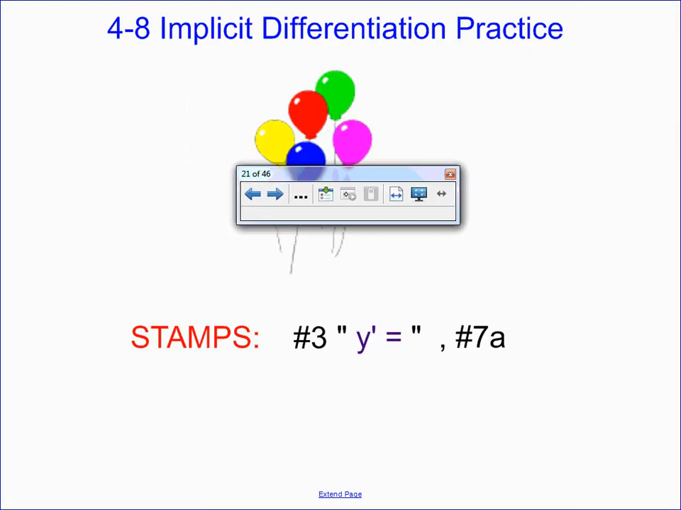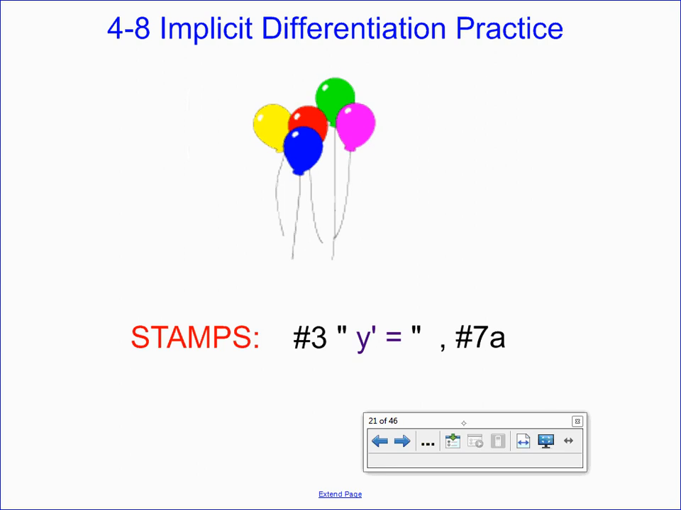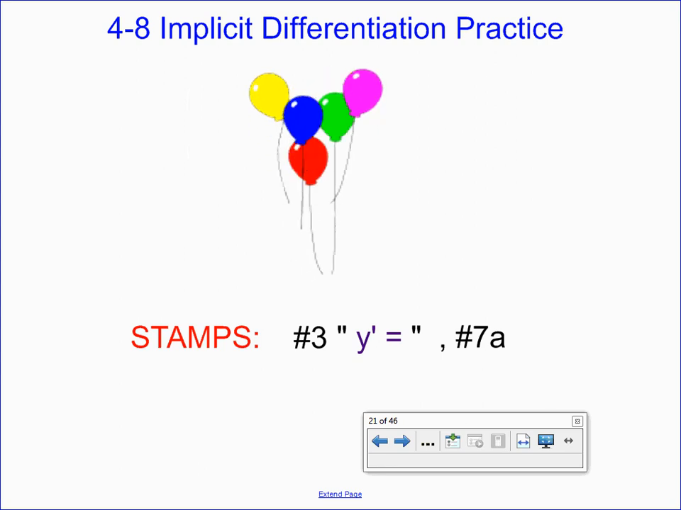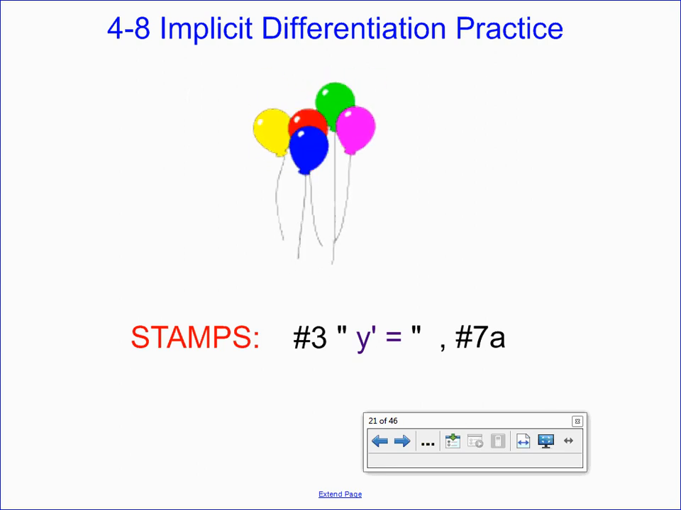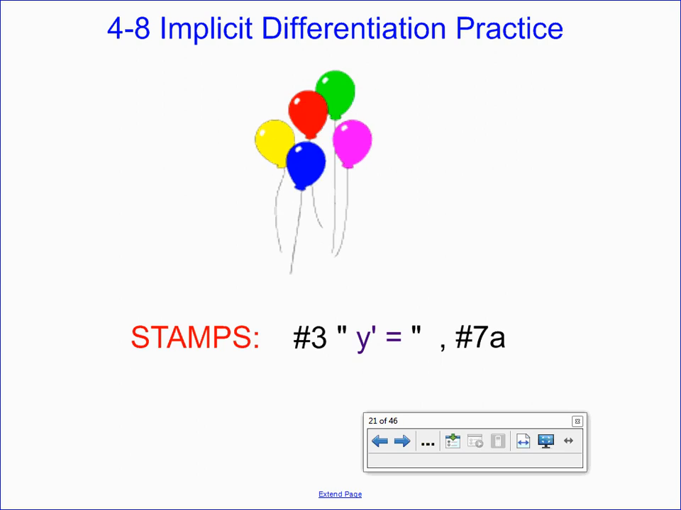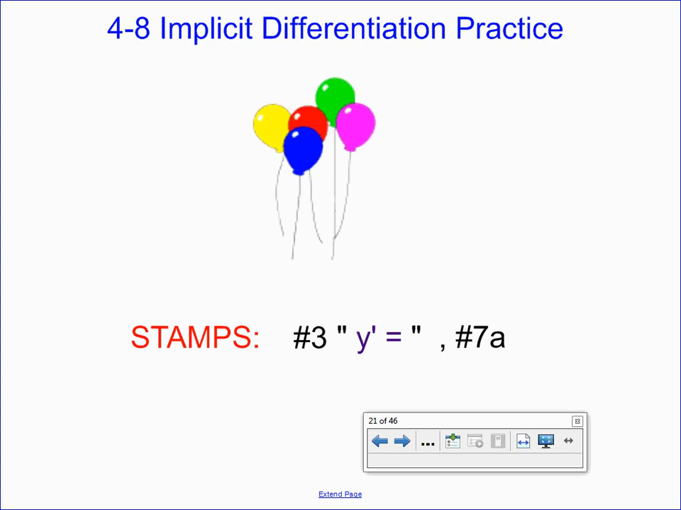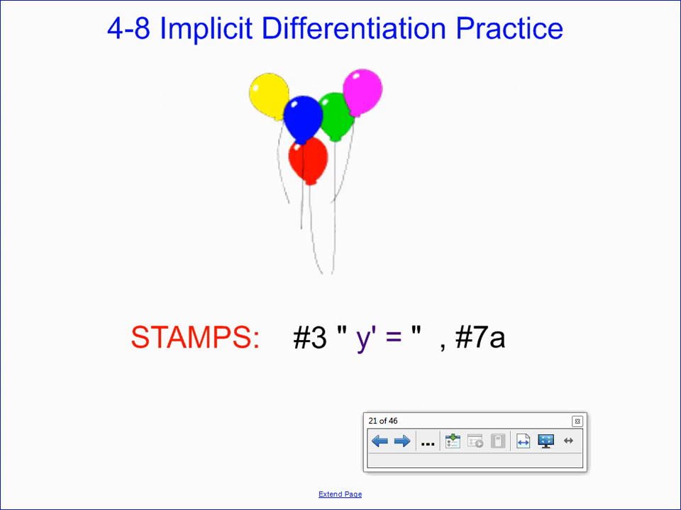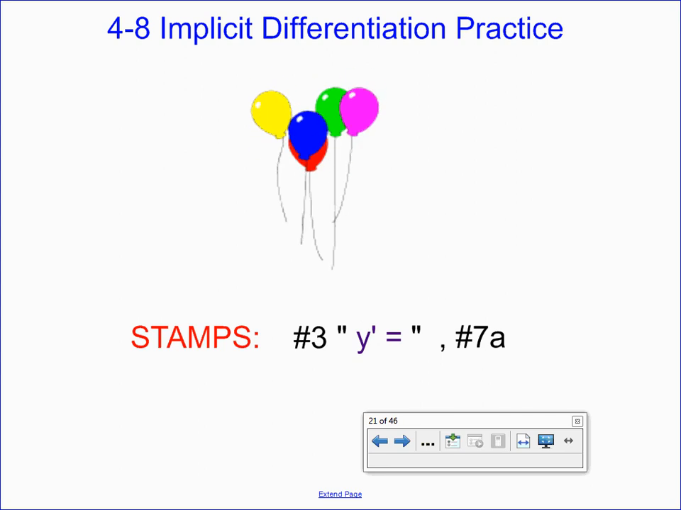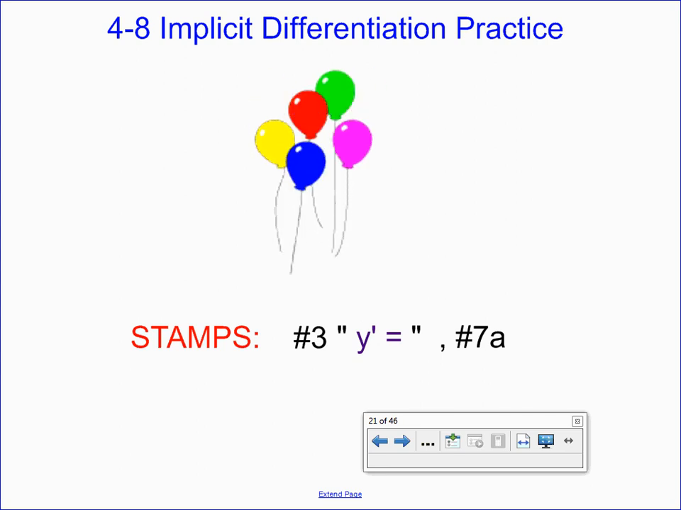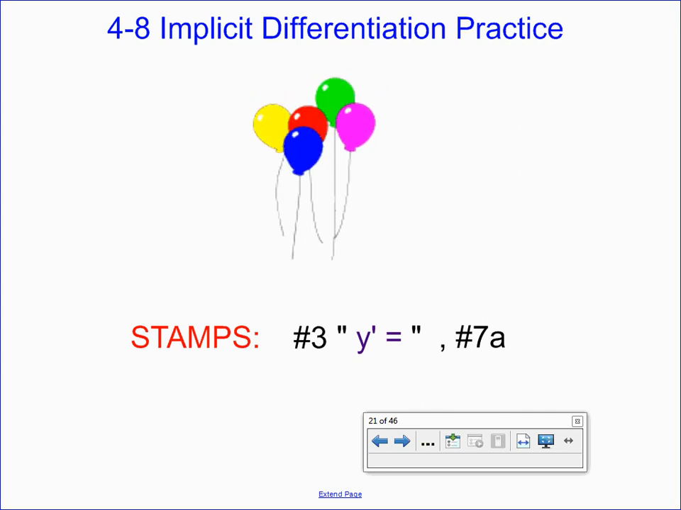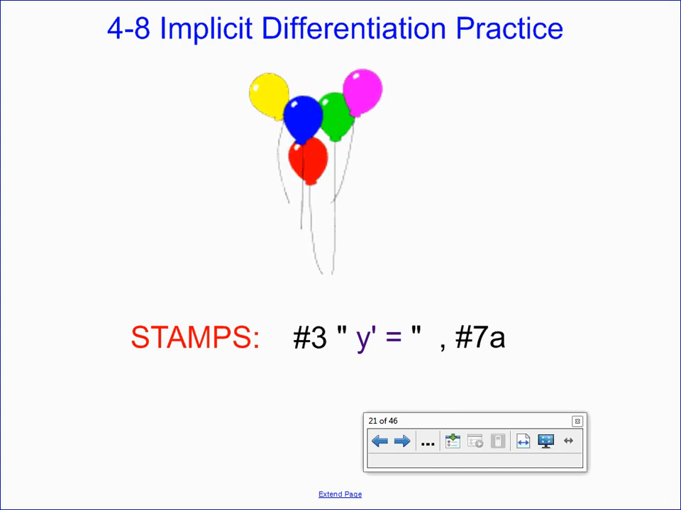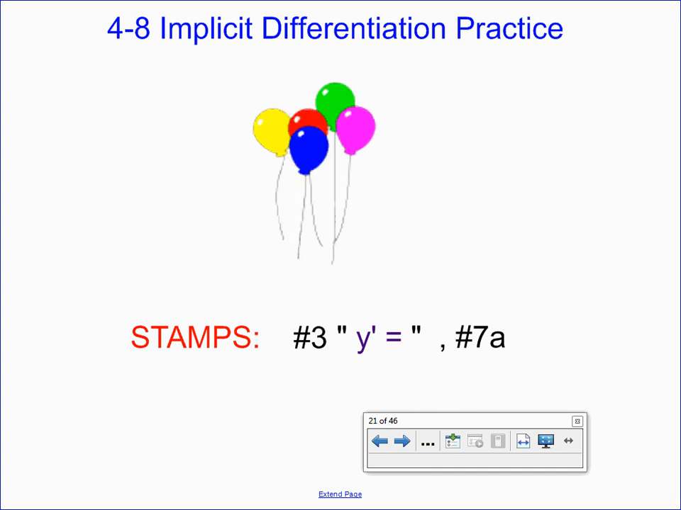Let's finish it up with our closer today. So you're going to have a chance to earn stamps. Because of our rules quiz, we didn't have the work time today. If you show me these at the beginning of class during Bellwork, I'll still give full credit. We've got stamps at number 3, what your y prime equation is, and then 7a, and you will have to use the quadratic formula for the backside 7a. I'll write that up on the board so we have it. So number 3, and then 7a.